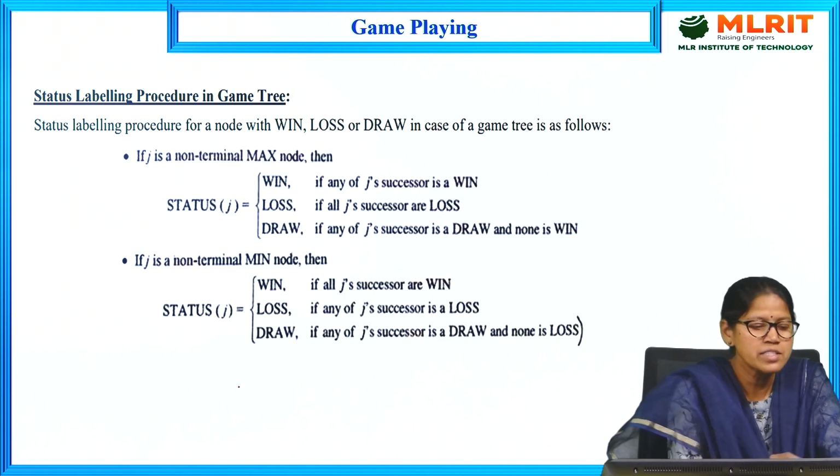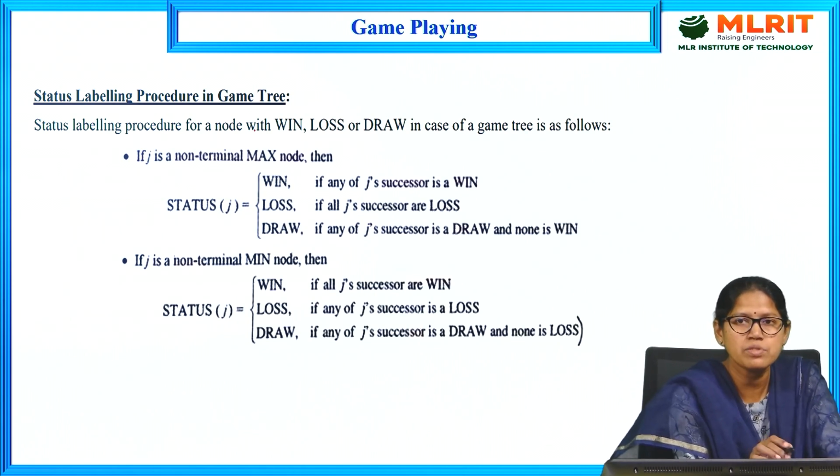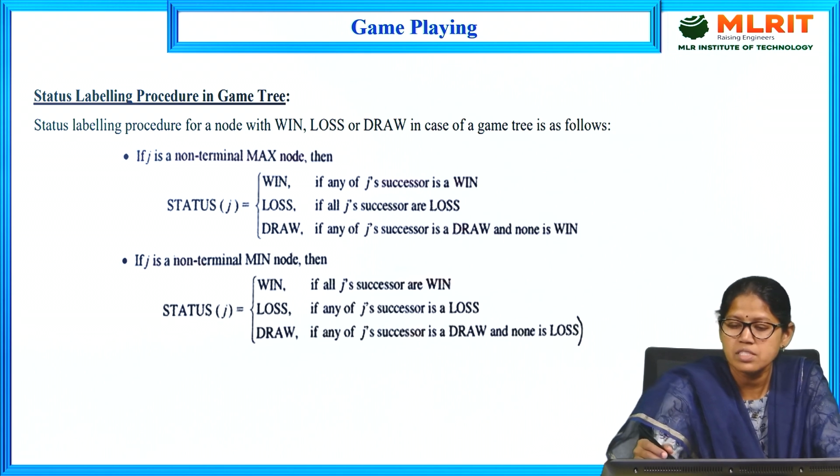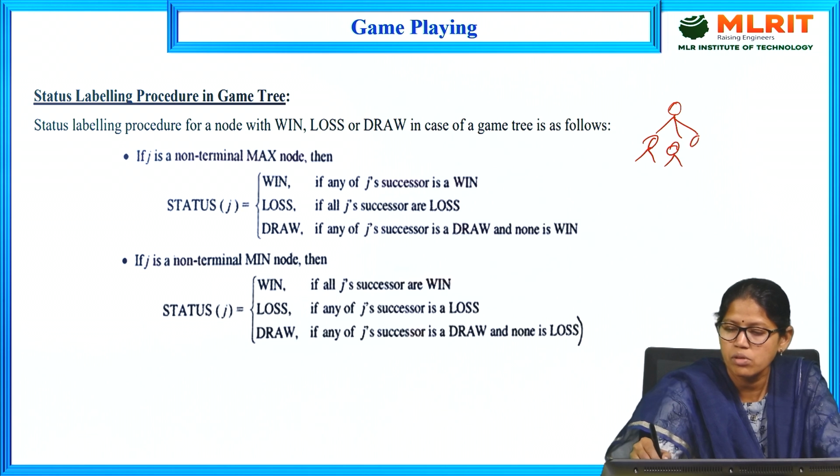Okay, the next one is the status labeling procedure in the game tree. There is a game tree. For example, it will start like this, and here it will go, here it will go, here it will go.